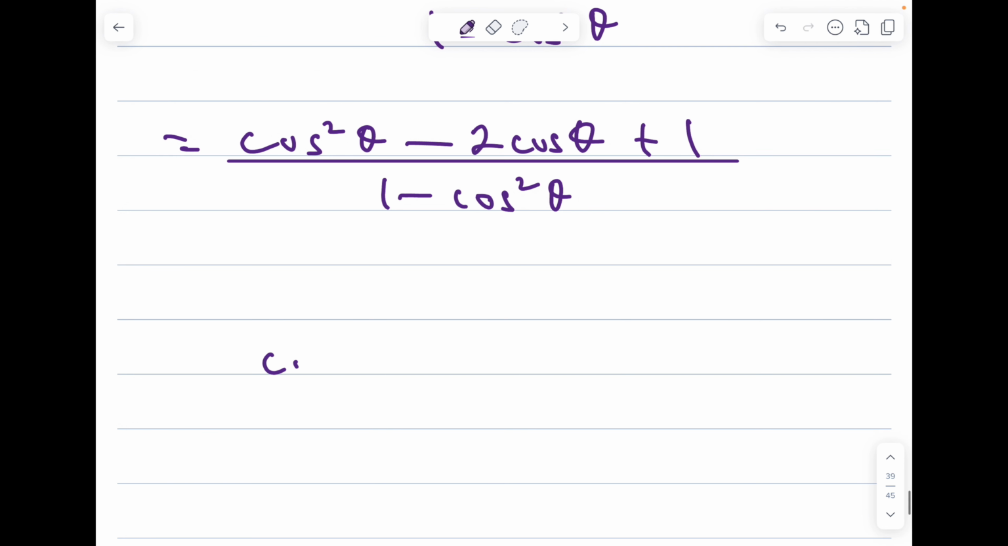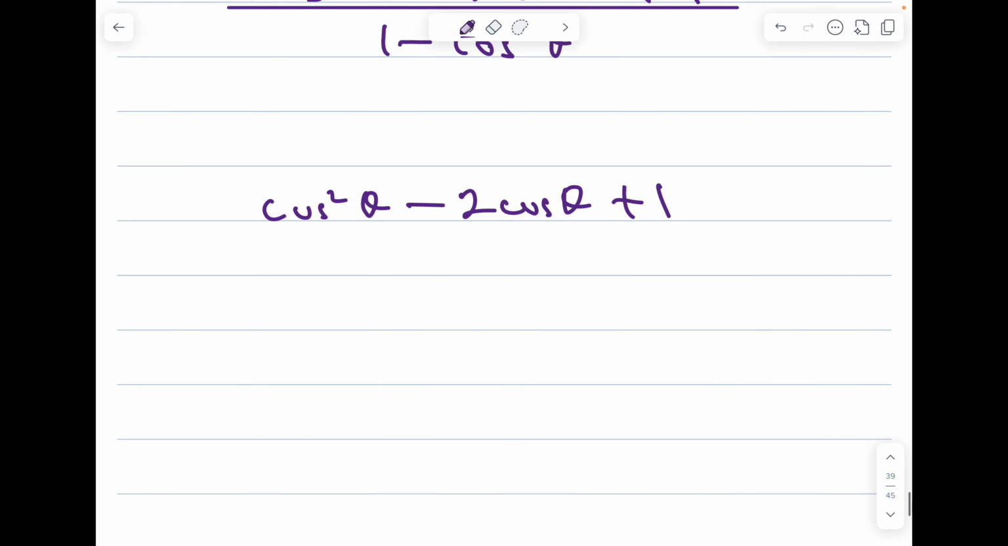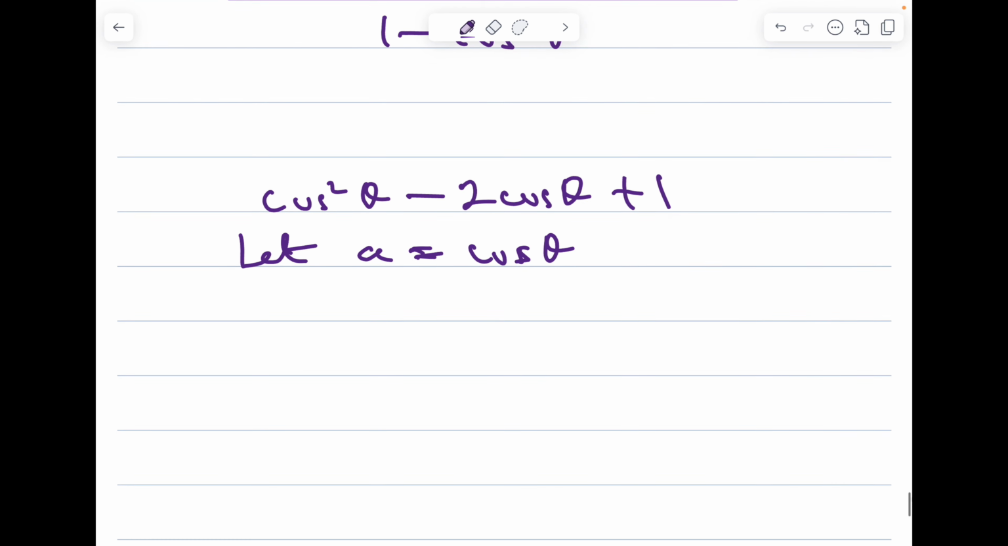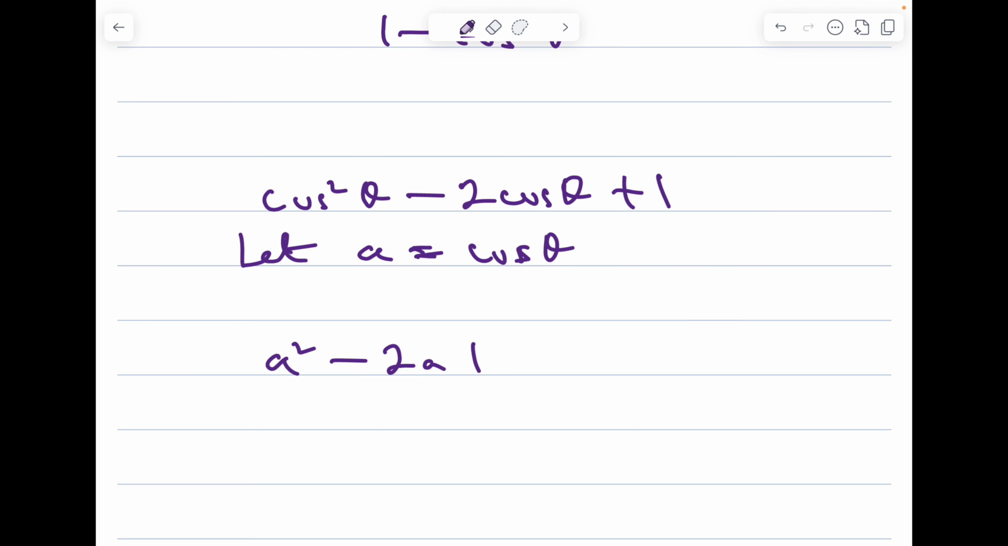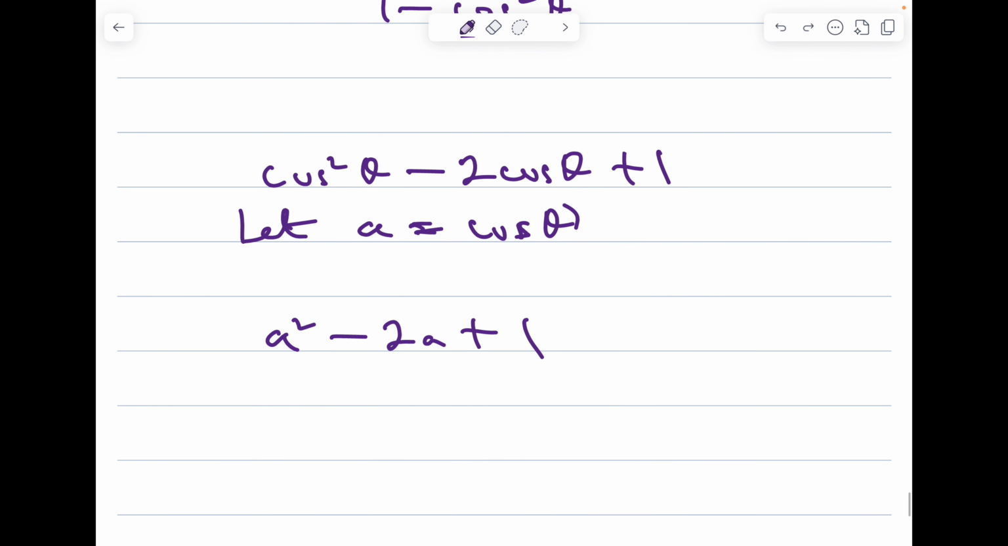The expression is cos square theta minus 2 cos theta plus 1. This is what I'm going to do. I'm going to let a be equal to cos theta. That simply means this expression will become a square minus 2a plus 1. The square of cos theta is the same as cos square theta, and if a is cos theta, that means cos square theta will be a square.